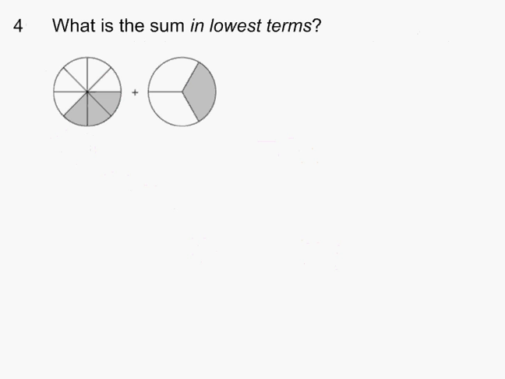Question 4, what is the sum in lowest terms of this? So we have to interpret these pictures. This one is broken up into 8 parts and 3 are shaded, so this is representing 3/8. The other one is representing 1/3. So what is 3/8 plus 1/3? The common multiples they share, the lowest they share is going to be 24.